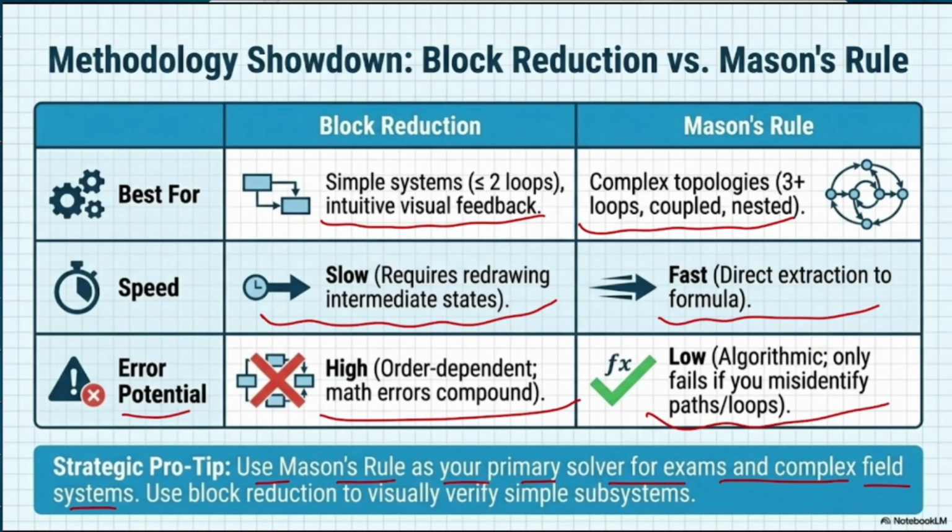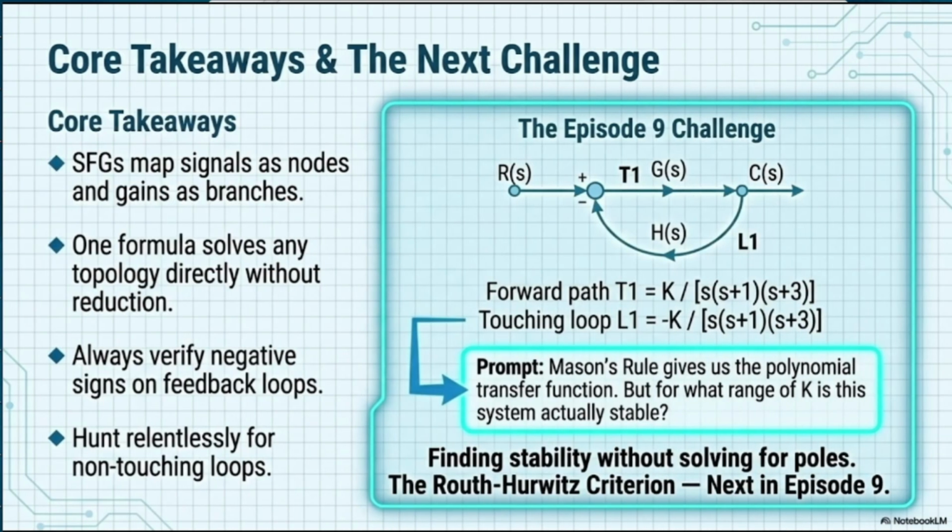It doesn't matter if your system only has one or two loops. Yeah, I know it could be a little longer than the normal way, but it's trustworthy. And if you have more than two loops, obviously you just stick to Mason's rule. Use block reduction to visually verify simple subsystems. It is just an intuitive way, not that important a part.